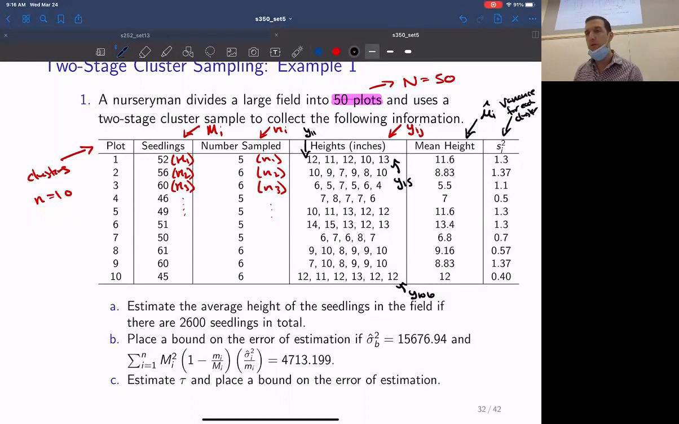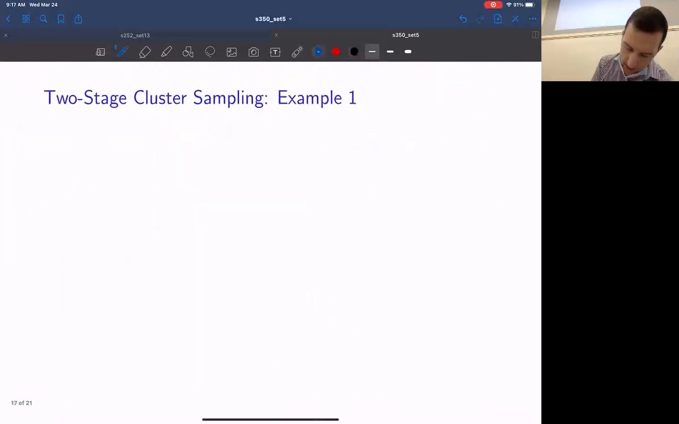So you can see that the amount of work that goes into actually designing the setup is quite significant. We have a lot of information that we need to digest in order to work through the problem. Okay. In part A, we are asked to estimate the average height for the field if there are 2,600 seedlings in total. So the 2,600 here represents the total number of seedlings across all 50 plots. So this is going to be capital M. So in part A, we have capital M equals 2,600 and capital N equal to 50.